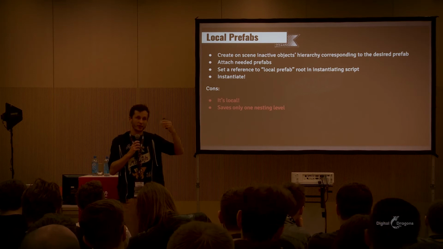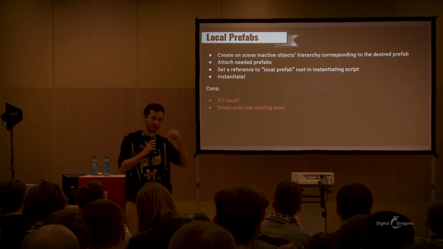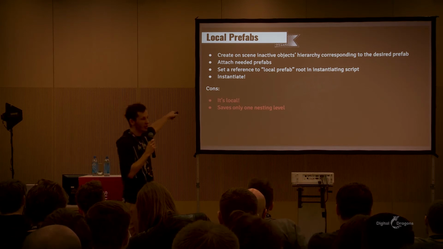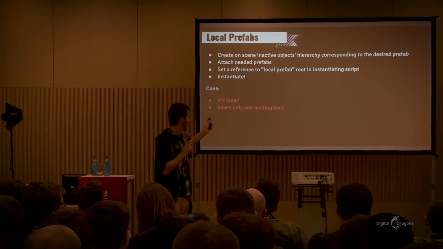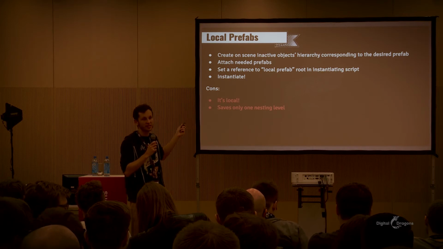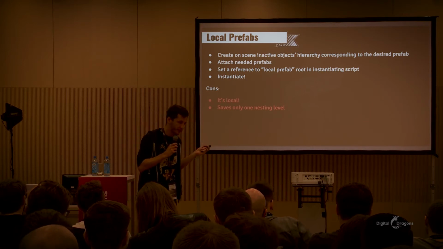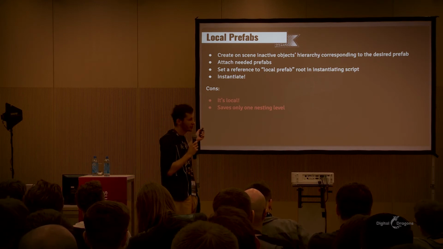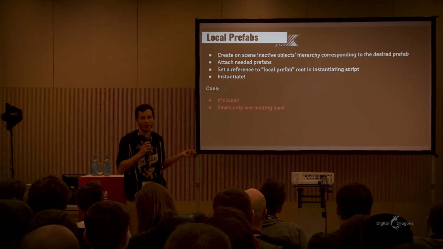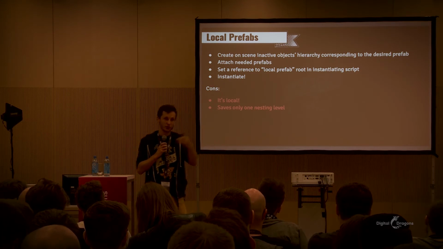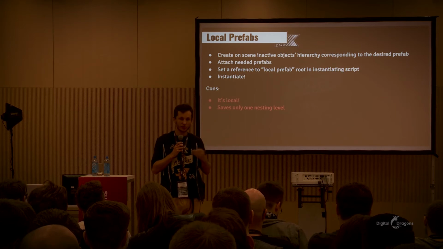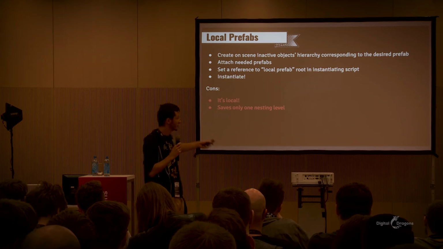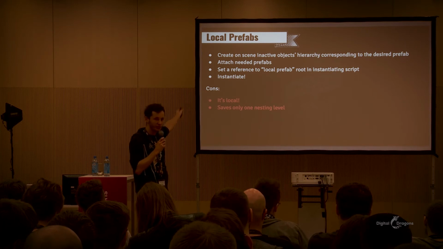So when we have data and we have to make some rows, we just instantiate this local row. And it works. It saves us one nesting level also. But what are the disadvantages? The disadvantage of this approach is that it's local. If you want to use this specific row in multiple places in your game, you cannot. It only works in the context of this one table.